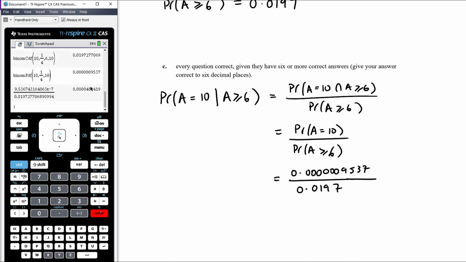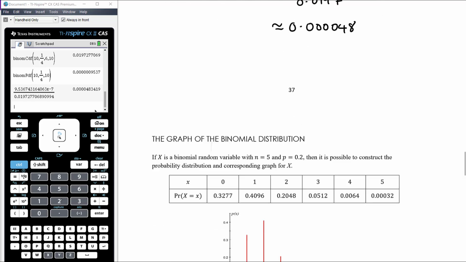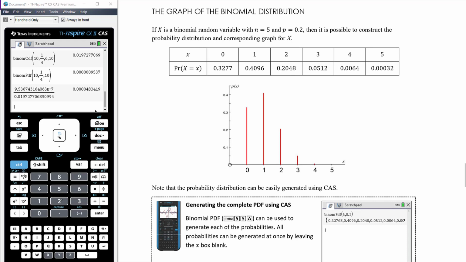And we want this answer correct to 6 decimal places. And you'll see, I said normally they'll ask you for 4. There'll be reasons why they change that. They need to ask for 6 here because to 4 decimal places this would essentially be 0. So to 6 decimal places, 0.000048. So a very low probability of getting all correct, given that they have 6 correct, and even lower probability of having all of them correct without the condition.